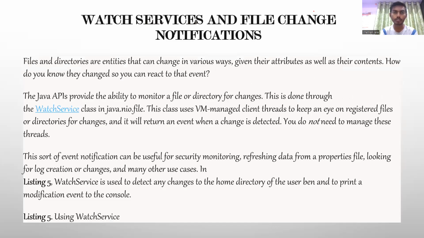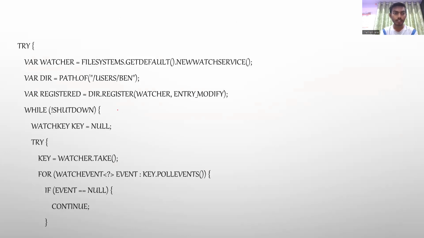And next one is watch service and file change notification. The Java APIs provide the ability to watch file directories. This is done through the WatchService class in java.nio.file. This class uses JVM-managed threads to keep an eye on the registered files and directories for changes, and it will return an event when a change is detected. You need not manage these threads. We can see the code here, which is going for the watch file.